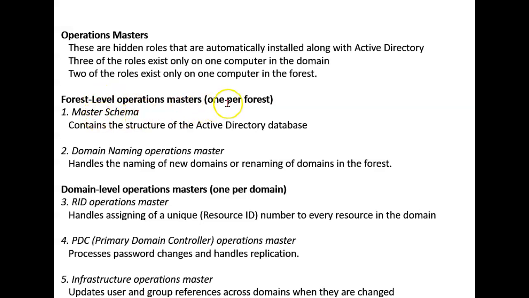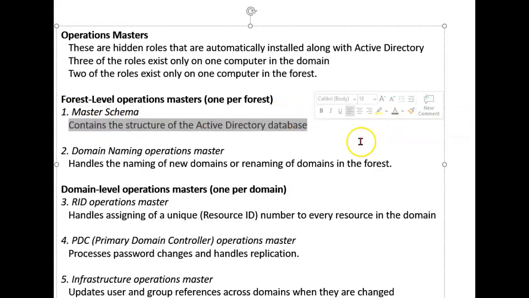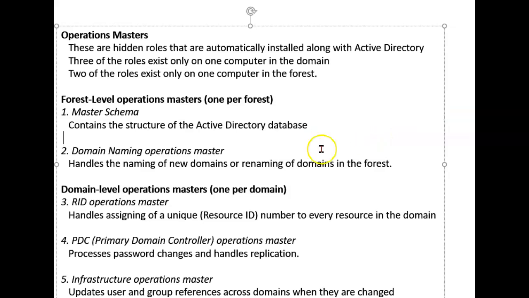Forest level. So 1 per forest. There's a schema operations master that contains the structure of the Active Directory database. The domain name master handles the naming of new domains and the renaming of domains in the forest. So those are the 2 forest level masters.